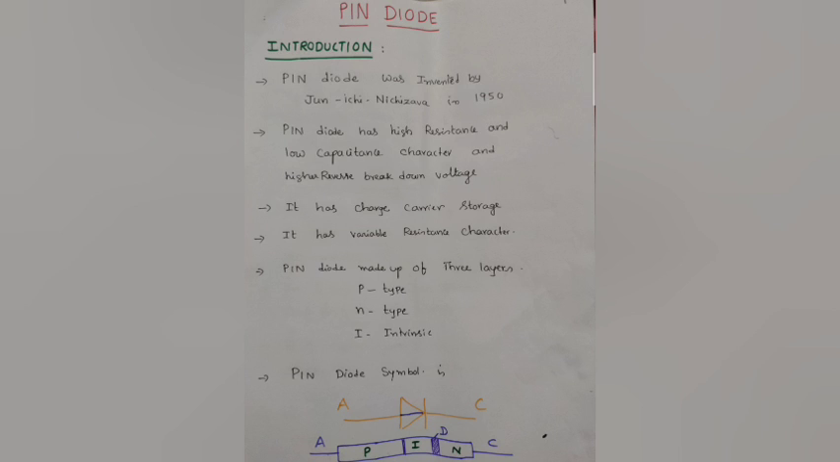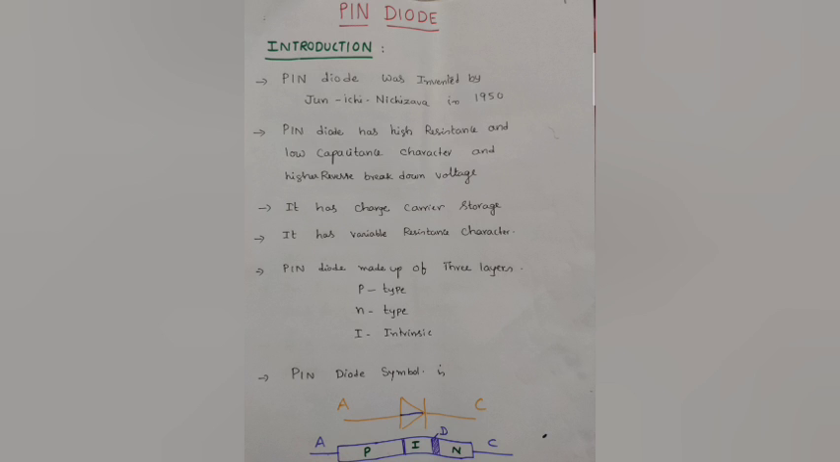Hi friends, in this session we discuss the characteristics of the PIN diode. What is the full form of PIN diode? P indicates the P region, I indicates intrinsic semiconductor, N indicates N-type material. You know that P-type and N-type materials are known as extrinsic semiconductors. So in PIN, an intrinsic semiconductor layer exists between the P region and the N region.